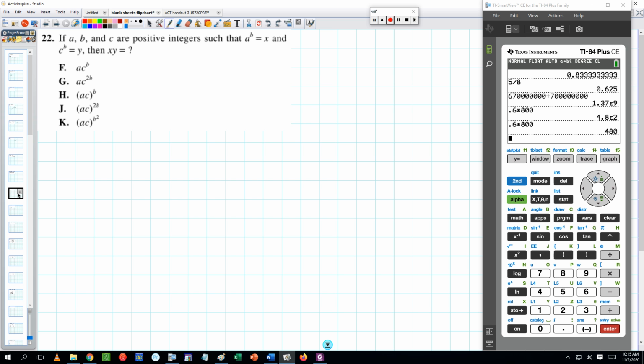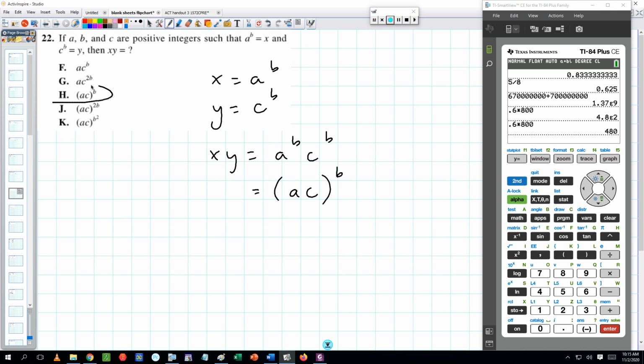If A, B, and C are positive integers such that A to the B is equal to X and C to the B is equal to Y, then what is XY? Well, if X is A to the B and Y is equal to C to the B, then XY is A to the B times C to the B. And you can simplify that into A times C, both raised to the B power. And that is H.